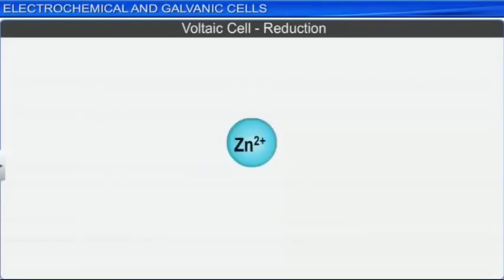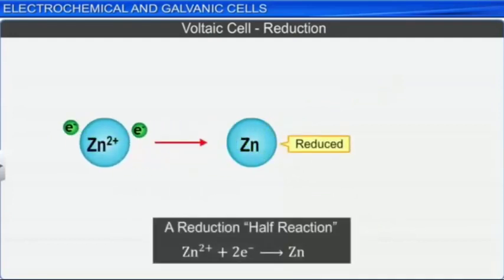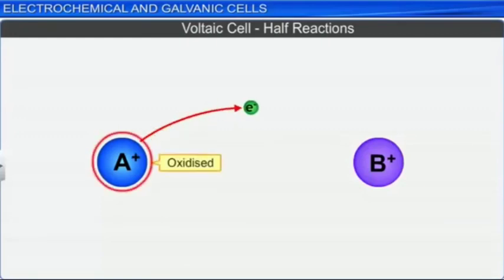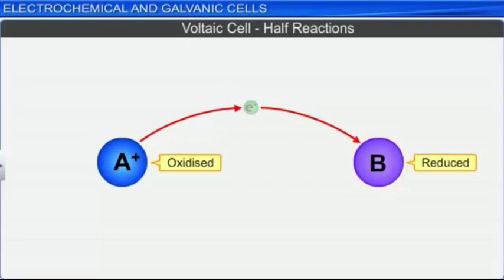We talk about half reactions because they only describe half of what is happening. If one species loses electrons, then another species must gain electrons. Oxidation cannot occur without reduction, and reduction cannot occur without oxidation. In an electrochemical cell, both oxidation and reduction must occur.